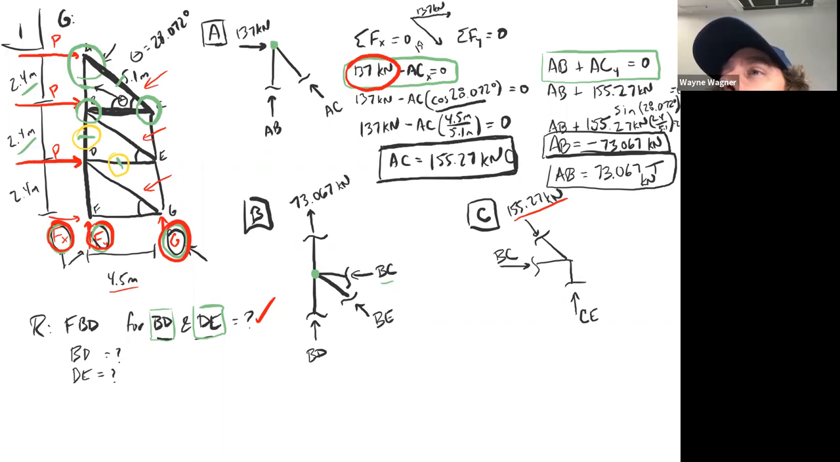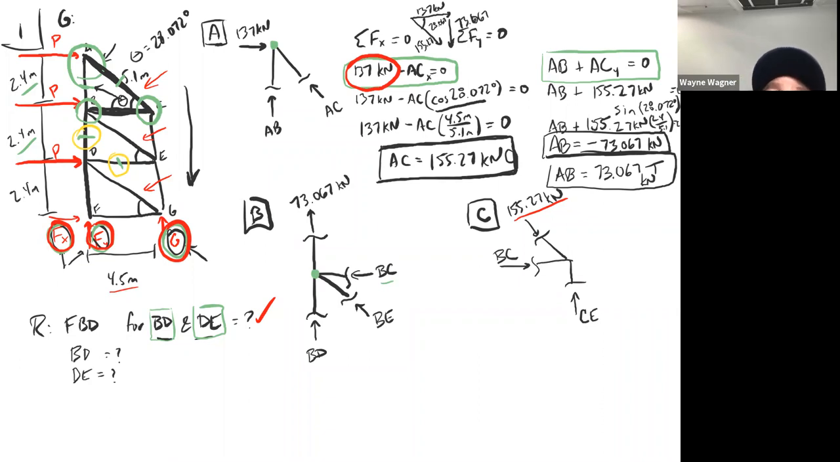This is 155.27. And this one is 73.067. So this is the trig for that 155 force, with that angle of 28 degrees. The reason I do this is because I don't want to do this trig over and over again. If you've got regular triangles, you're just going to end up with the cosine or the sine of this angle, and you're going to be dealing with these 137s, these 155s all the way as you propagate through this frame.